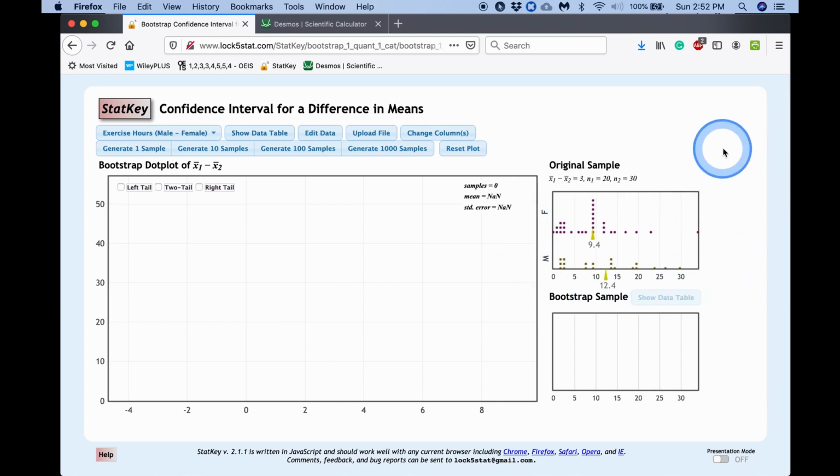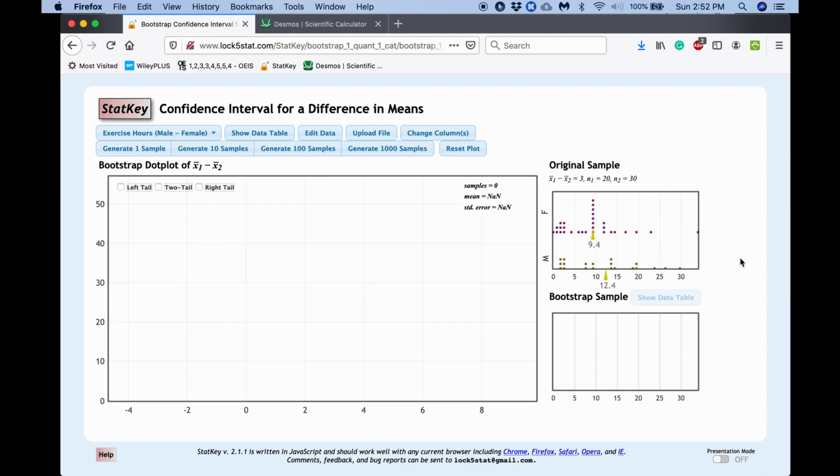So all subscripts that refer to the males are the 1 subscripts, and subscripts that refer to the women are the 2 subscripts. So we can see the sample sizes here are 20 and 30 respectively. And we can see that for the men, the exercise hours range from the low end of 2 hours per week to the high end of 30 hours per week. But for the men, on average, it's 12.4 hours of exercise per week. For the women, we can see on the low end no exercise per week, up to 34 hours of exercise per week. But for the women, the average is 9.4.